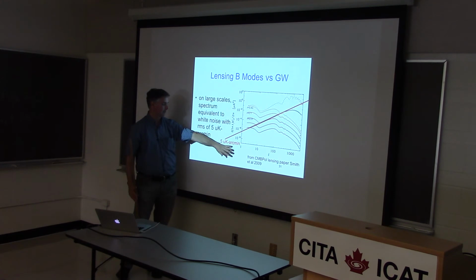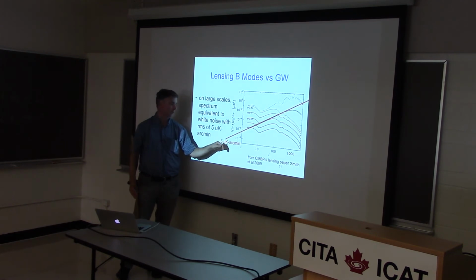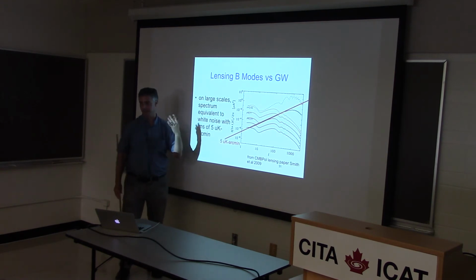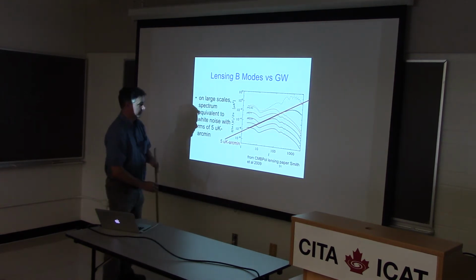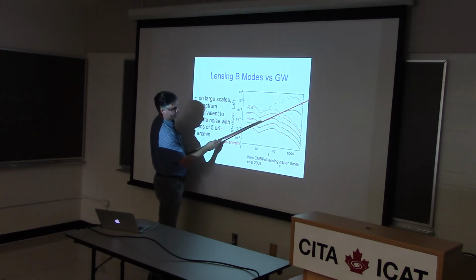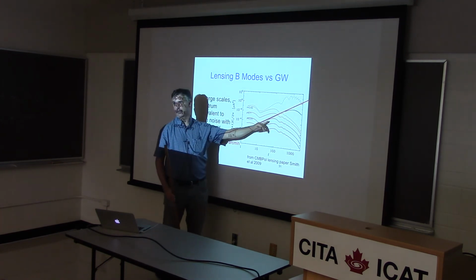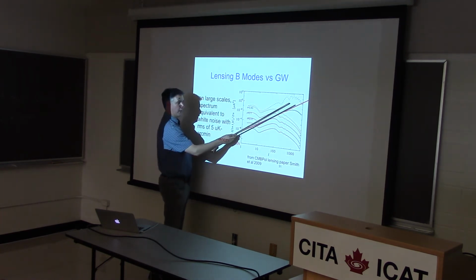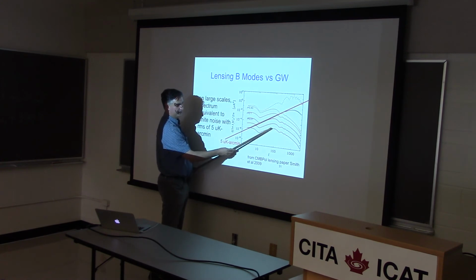So with SPTpol, we're not quite to this level. With SPT-3G, we should go a factor of maybe 2 or so below this level. The far future is CMB-S4, where people are talking about going maybe even 10 times below this level. It's still up in the air how far you'll go. However, what you see is that if you wanted to measure these inflationary B-modes, these lensing B-modes are in the way. If you have this noise at 5 micro-K arcminute, you're going to have a very difficult time getting down to this sensitivity.